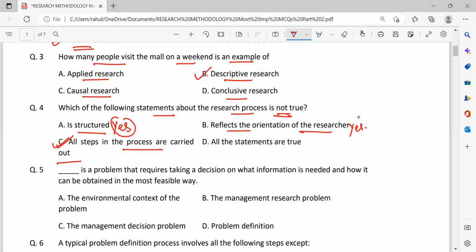Okay, question number 5. Which is a problem that requires taking a decision on what information is needed and how it can be obtained in the most feasible way? So basically, the management research problem is a problem that requires taking a decision on what information is needed and how it can be obtained in the most feasible way. Option B is the correct answer.